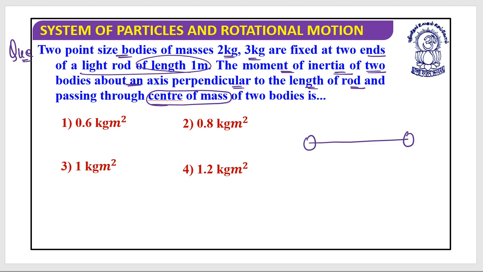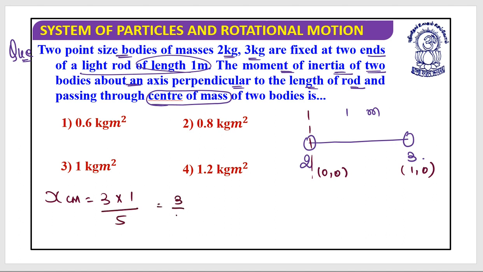This was the rod. This is 2 kg, this is 3 kg, and their length is 1 meter. Let's choose this as the origin, which will make our task easier. So the center of mass xcm is, this is 0 comma 0, and this is 1 comma 0, so it equals 3 into 1 divided by total mass, which is 3 by 5. So xcm is 3 by 5 from the 2 kg. If it is 3 by 5 from this, then it would be 2 by 5 from this. I hope this is clear.